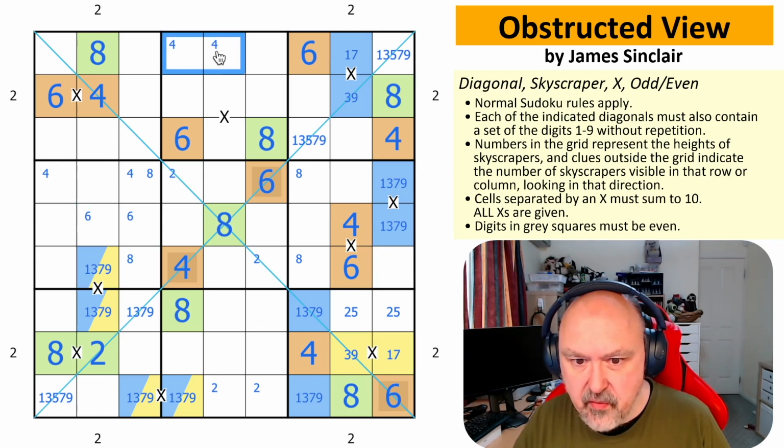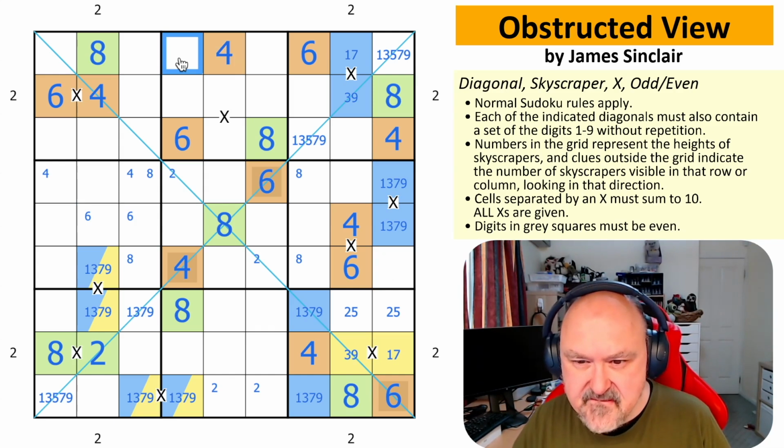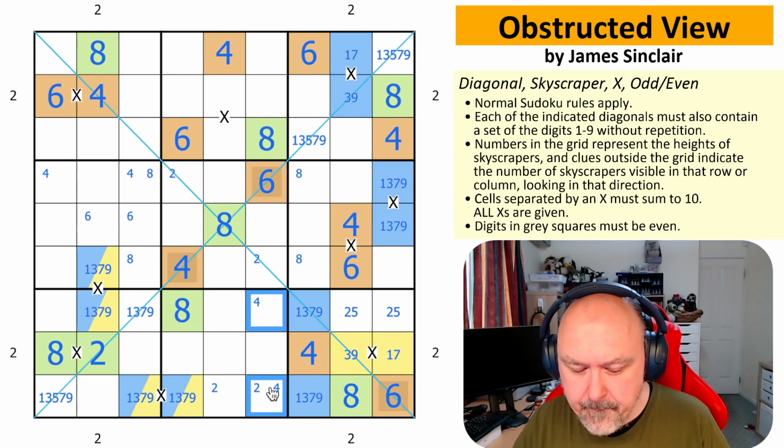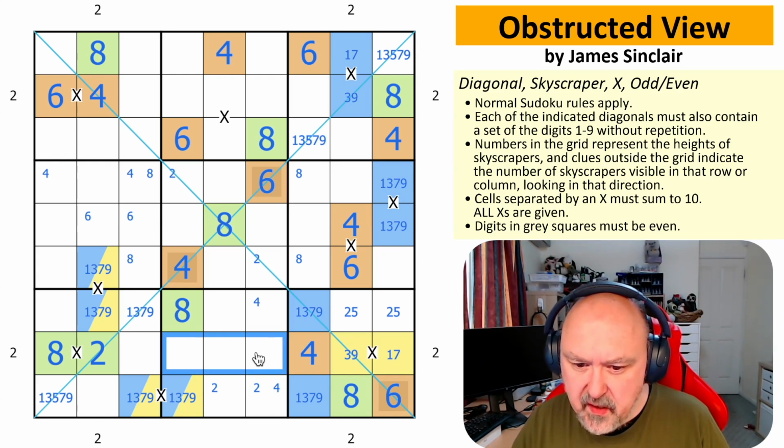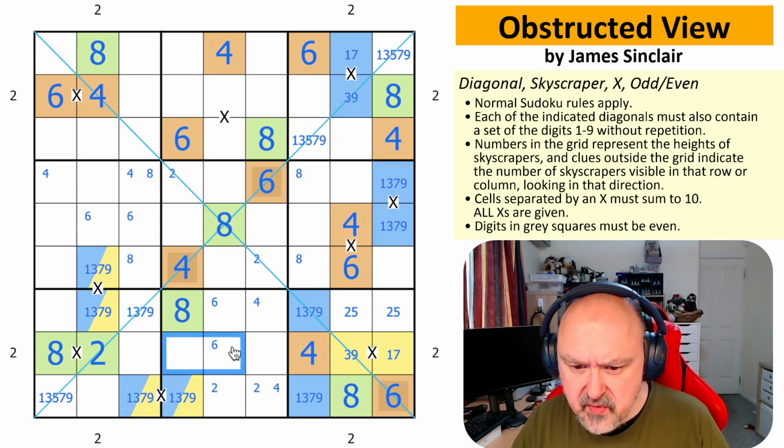Still got to put, oh yeah, 4 up here. Oh no, that fixes that 4. 4 is in one of those two now. Now I can't put yellow in here. 6 is in one of those two. But I'm looking at yellow.